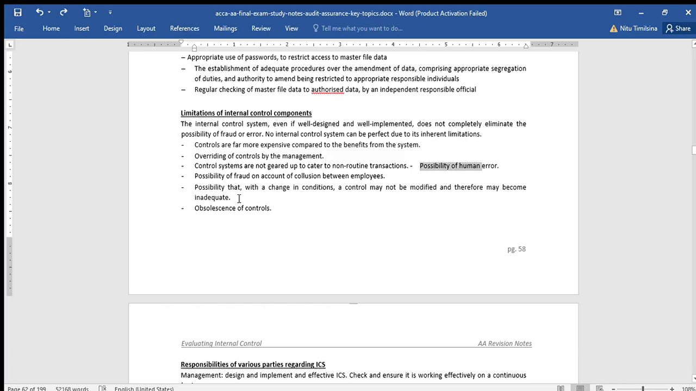Let's say the company has segregation of duties between the receipt of cash, the recording of cash in the accounts, and the person who holds the physical cash. If they collude, if they work together, then they can commit a fraud. And there is the possibility that with a change in conditions a control may not be modified and therefore may become inadequate. Obsolescence of controls.